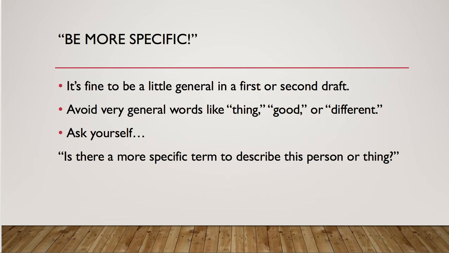And it's fine to be a little general in a first or second draft. You can always revise your writing to make it more specific in later drafts. In order to be more specific, ask yourself, is there a more specific term than the one I'm using to describe this person or thing? Try to avoid really general terms like thing or good or different. There's almost always a more specific term you can use to describe what you mean.